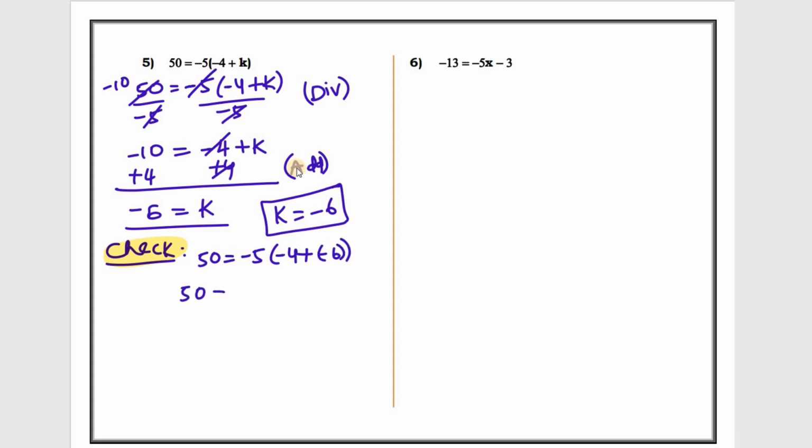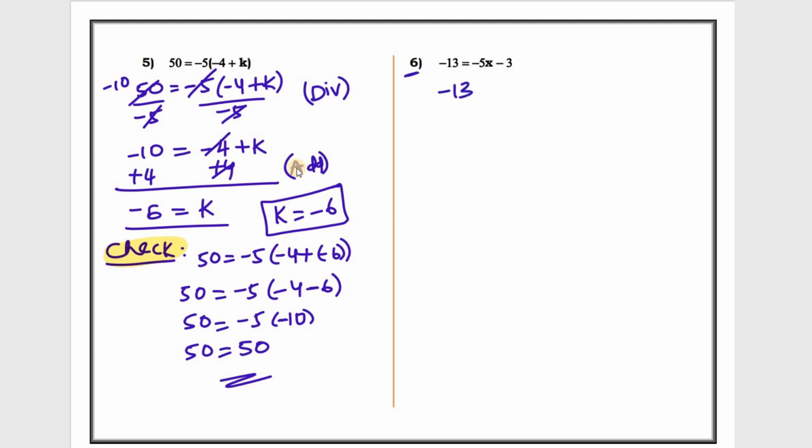So 50 is equal to minus 5 times of minus 4 plus into minus 6. So 50 is equal to minus 5 times of, this is minus 10. When two negative signs are there, we have to add them. 4, 6 together gives us 10. So 50 is equal to, negative 5 times negative 10 is positive 50. Hence verified. Let's move to question number 6.